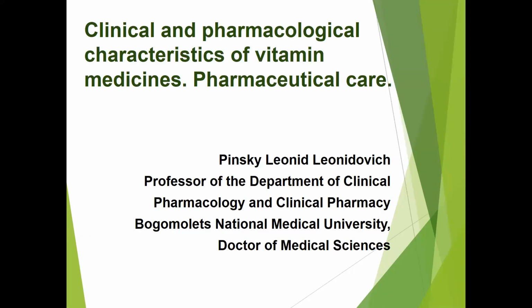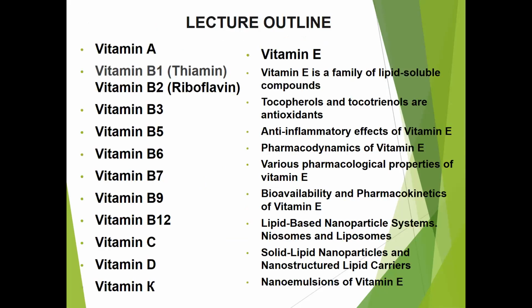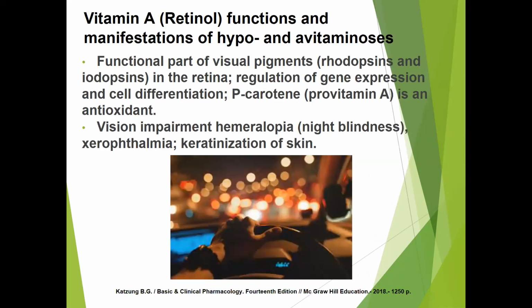Okay, today we will look at the clinical and pharmacological characteristics of the vitamin medicines. We discuss vitamin groups A, B, C, D, E, K. What is the difference between vitamin and non-vitamin medicine? For example, for our patients, the human, vitamin C, ascorbic acid, is a vitamin, but ascorbic acid is not a vitamin for rats.